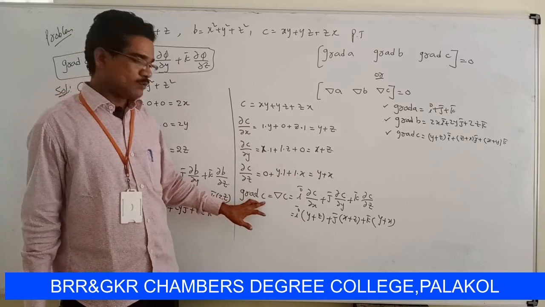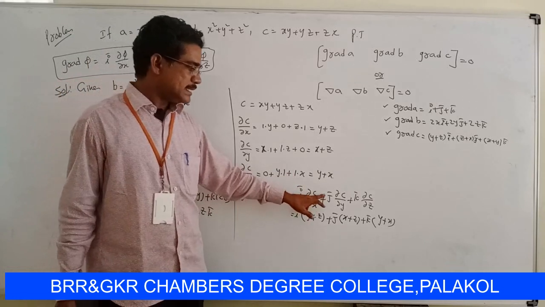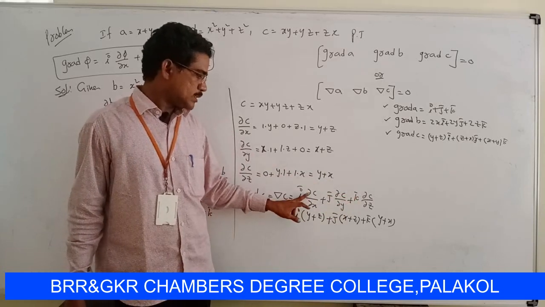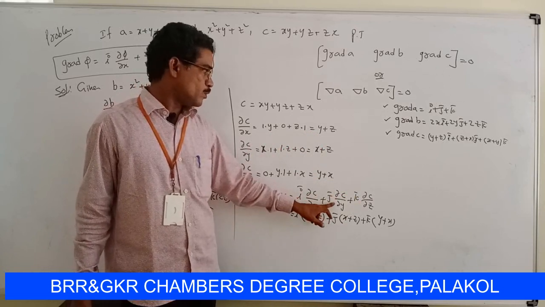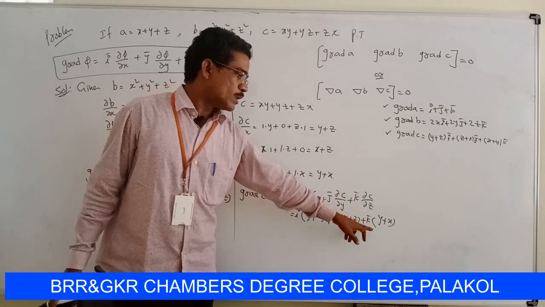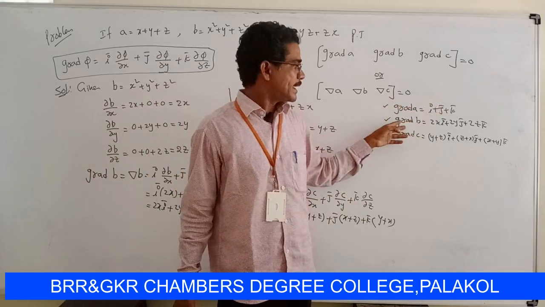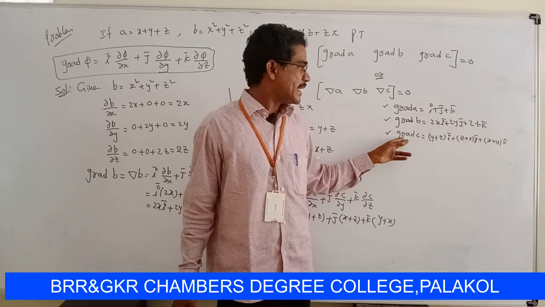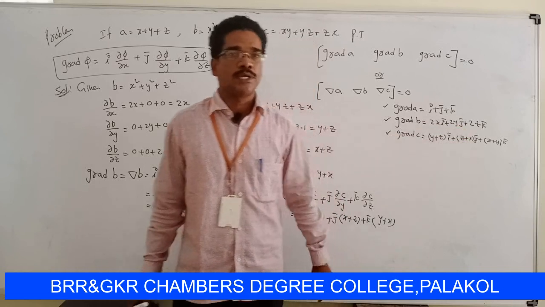Then grad c, symbolically del c, equals i ∂c/∂x plus j ∂c/∂y plus k ∂c/∂z. Then i into (y plus z), plus j into (x plus z), plus k into (y plus x). So finally grad a is i plus j plus k, grad b is 2x i plus 2y j plus 2z k, and grad c is (y plus z) i plus (z plus x) j plus (x plus y) k.